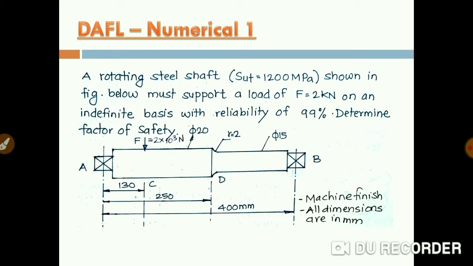Determine the factor of safety. Now the figure given here is carrying a load of 2 kilonewton at a distance of 130, and there is a step with a radius equal to 2. The step is at a distance of 250 and the total length is 400. The shaft is machine finished and all dimensions are in millimeters.